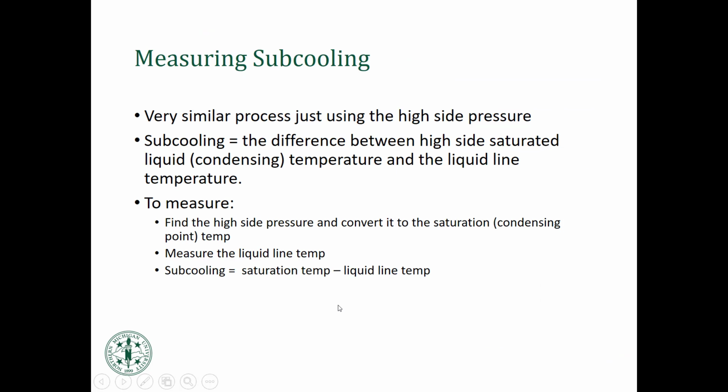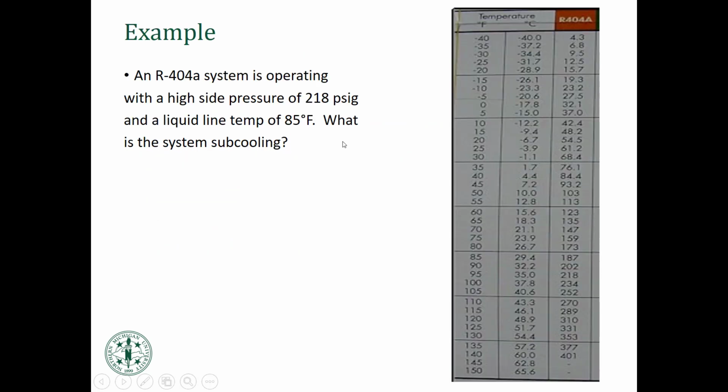Same general concept for subcooling, but a little bit different. We have to use the saturation temperature and subtract the liquid line temperature for that one. So we have to find the high side pressure, convert it to its saturation temp, measure the liquid line temp, and go that route. So different refrigerant here, R404A. We have a pressure of 218 psig on the high side, a liquid line temperature of 85 degrees Fahrenheit. What is our system subcooling?